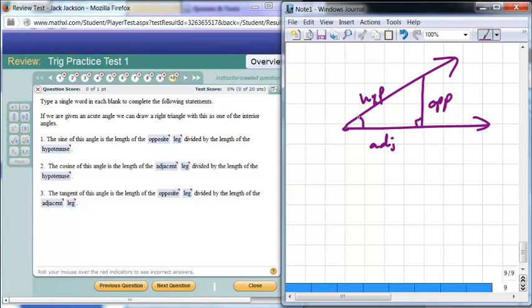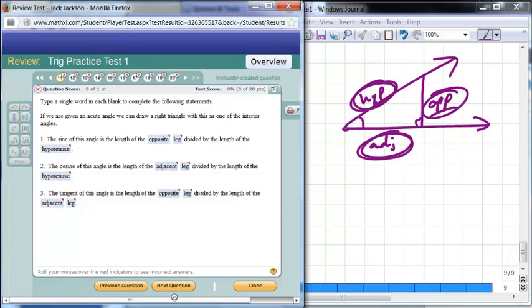So the sine of this angle is the opposite leg over the hypotenuse. The length of the opposite leg divided by the length of the hypotenuse. The cosine of the angle is the length of the adjacent leg divided by the length of the hypotenuse. And the tangent is the length of the opposite leg divided by the length of the adjacent leg. Basic definitions, got to know those for sure.